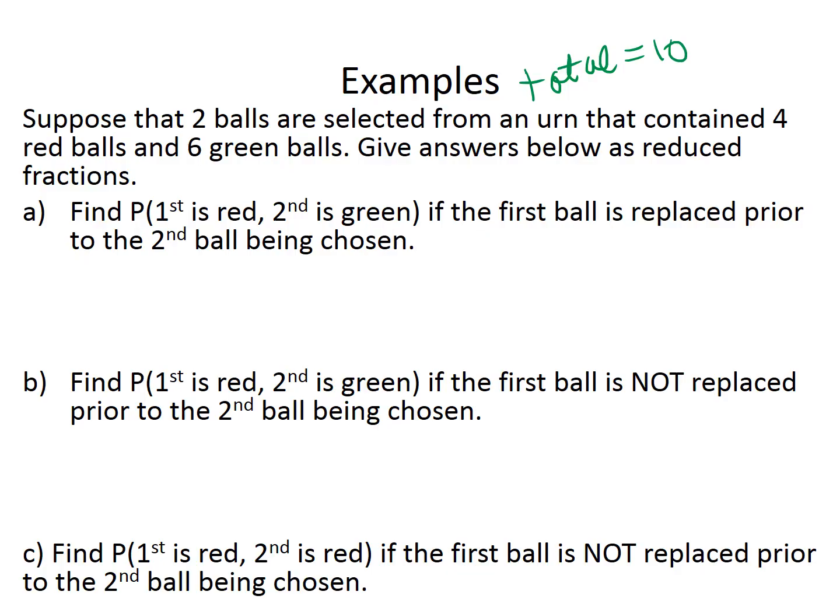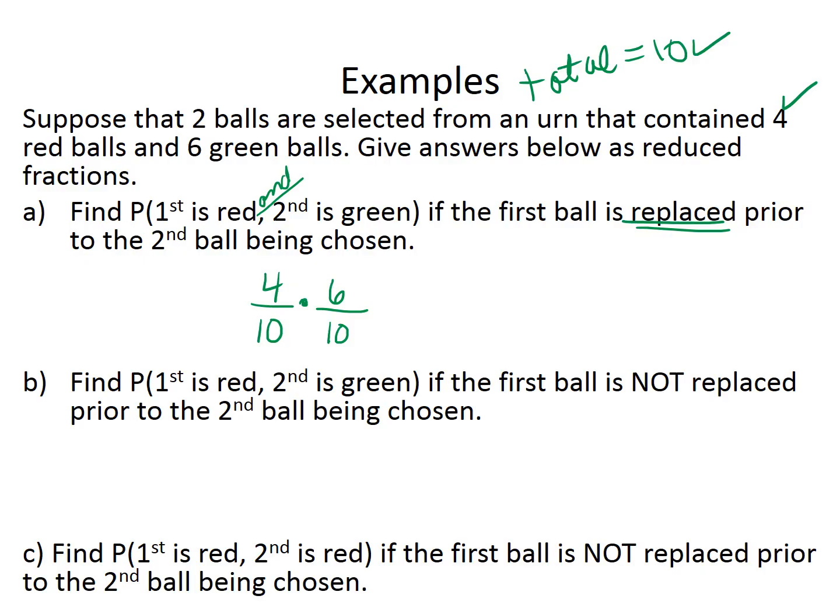So if we want the probability the first is red, of course this means and the second is green. So the probability the first is red is 4 out of 10, times, because it's and, the second is green. Well, the first ball was replaced, so you still have 10 balls, of which 6 are green, because the ball is replaced. If the ball was not replaced, your second one would be a conditional probability. You would only have 9 balls left.